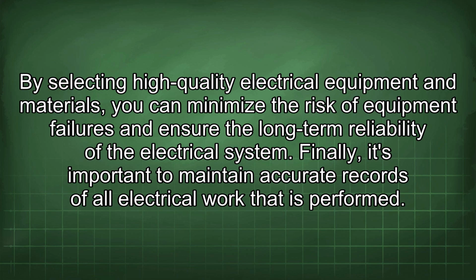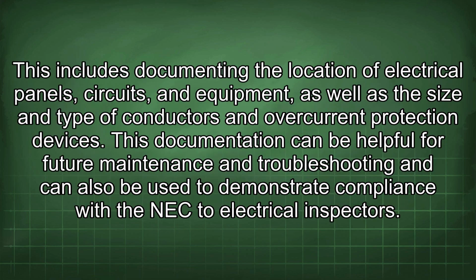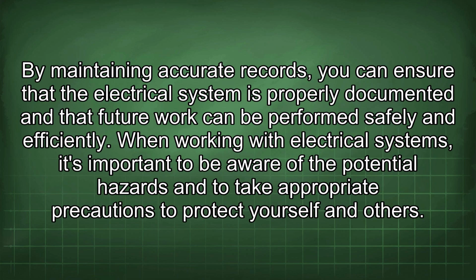Finally, it's important to maintain accurate records of all electrical work that is performed. This includes documenting the location of electrical panels, circuits, and equipment, as well as the size and type of conductors and overcurrent protection devices. This documentation can be helpful for future maintenance and troubleshooting and can also be used to demonstrate compliance with the NEC to electrical inspectors. By maintaining accurate records, you can ensure that the electrical system is properly documented and that future work can be performed safely and efficiently.